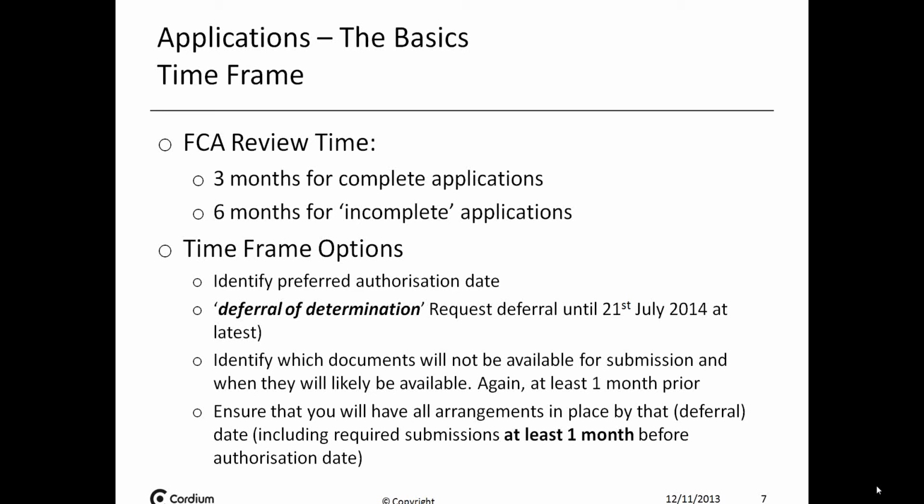So in order to fill out the application, you're going to need to identify your preferred authorization date. Now, there are some firms who can get in within 3 months and have the completion done based on having their arrangements in place, but for a large majority of the firms, there's still a lot of work to be done. So you are allowed to request the deferral of the determination, and you are allowed to request up until the 21st of July 2014 at the latest.